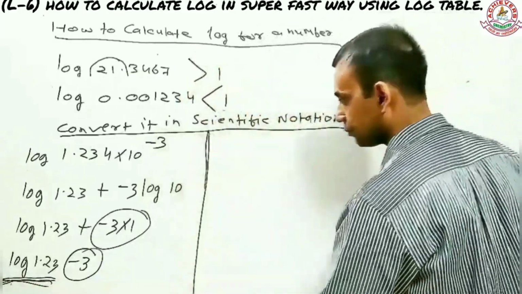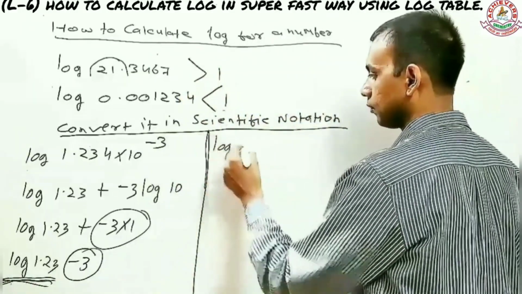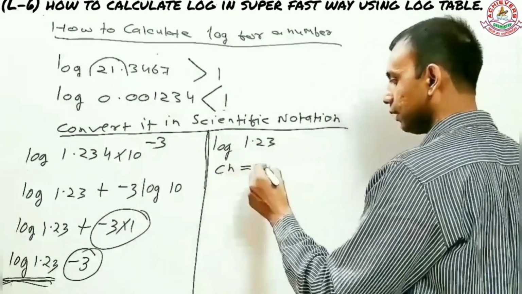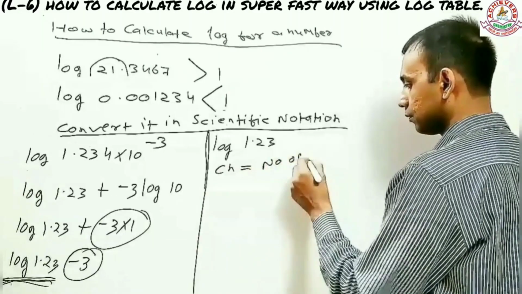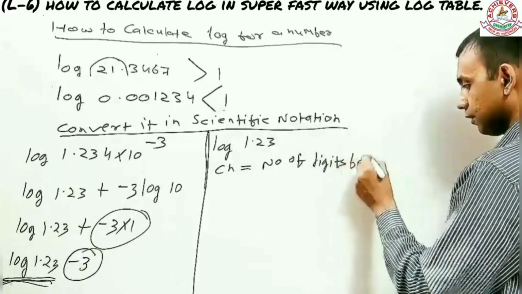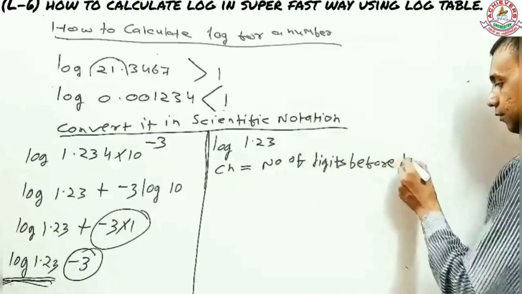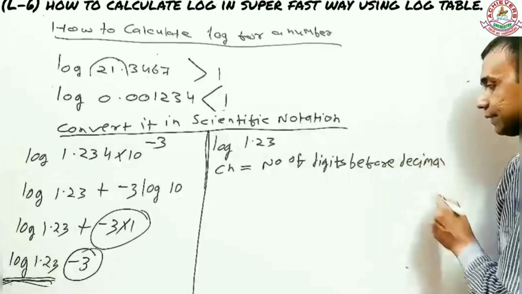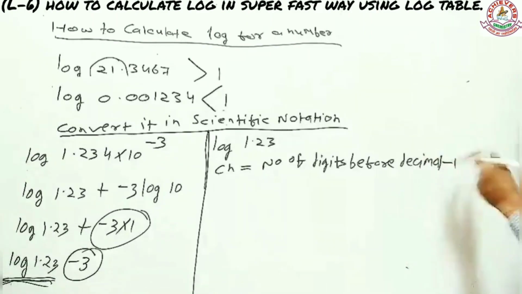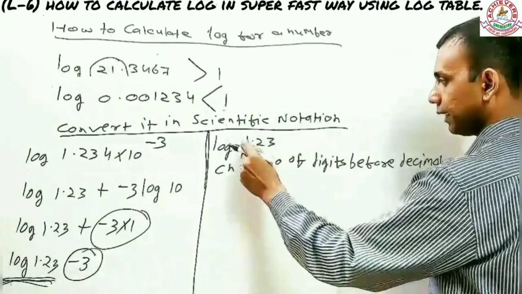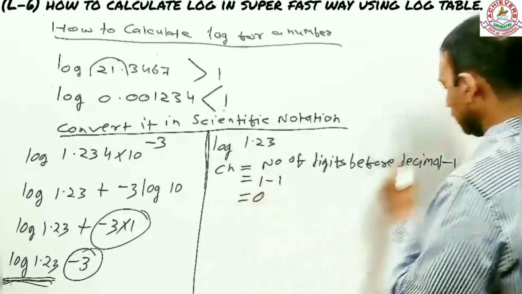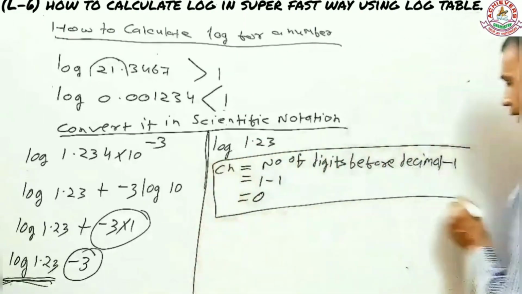I'll be doing it right here. So I have to find out log 1.23. Let's find out the characteristic first. So the characteristic is going to be, again I'm writing, the number of digits before the decimal. You have to see how many digits are there before the decimal and subtract 1 from it. That 1 is part of the formula, don't think about what this 1 is. So here the number of digits before the decimal is 1. So 1 minus 1 comes out to be 0. So again we have found the characteristic, which is 0.